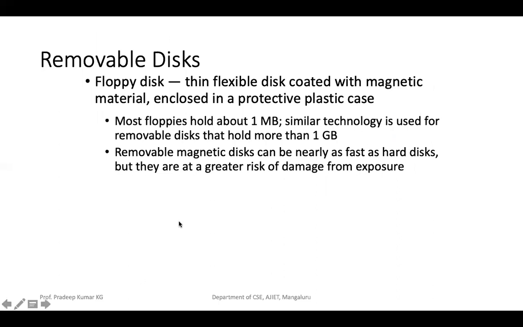If you go through the floppy disk, it is nothing but a flexible disk coated with magnetic material, which has a protective plastic sheath or plastic cover as a carry case. In the initial days, the floppy stored about KBs of data. Later, after the advancement in technology, it came up to 1.4 MB of data.